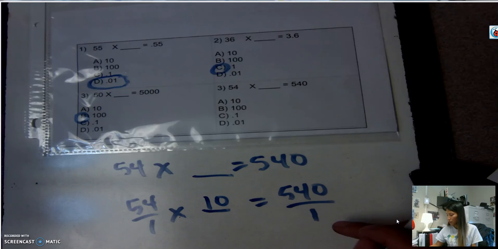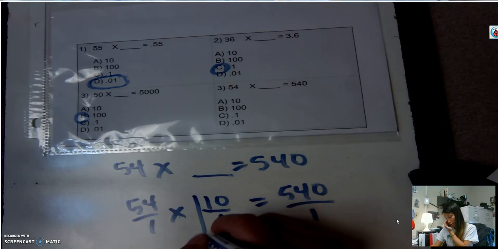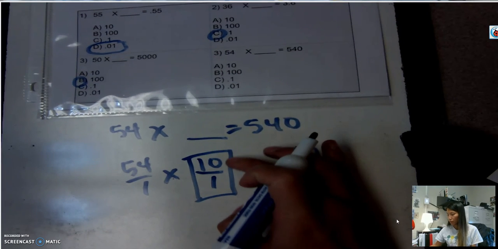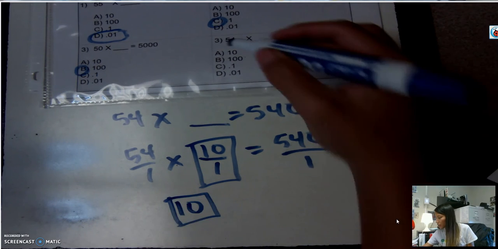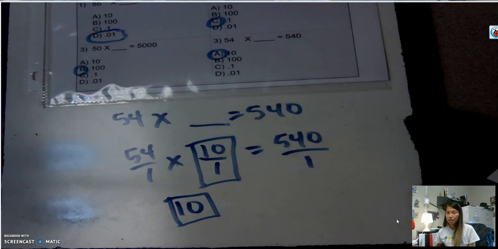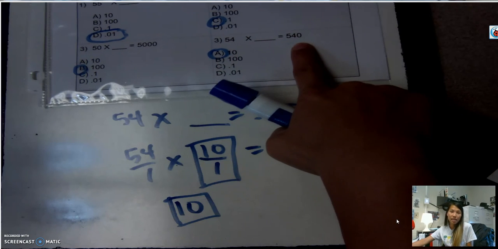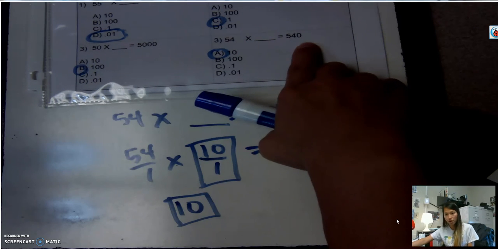1 times what will give me 1? I will put it as 1. So then I know my answer is 10 over 1. And 10 over 1, remember, is literally 10 divided by 1. And 10 divided by 1 will be 10. So my answer will be A. So 54 multiplied by 10 will give you 540. Well, that makes sense because if you make 54 10 times larger, it will be 540.